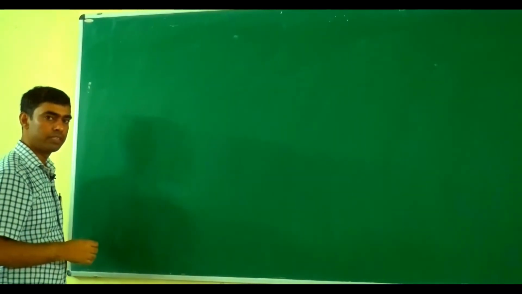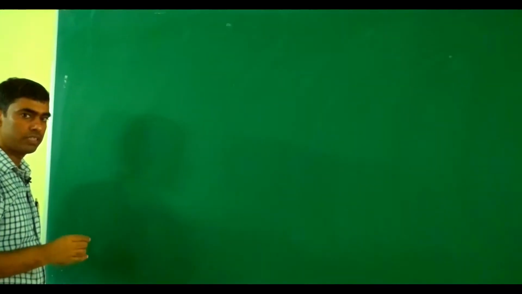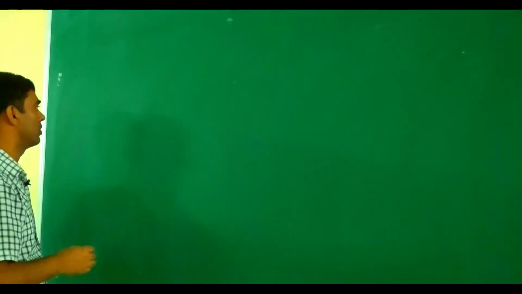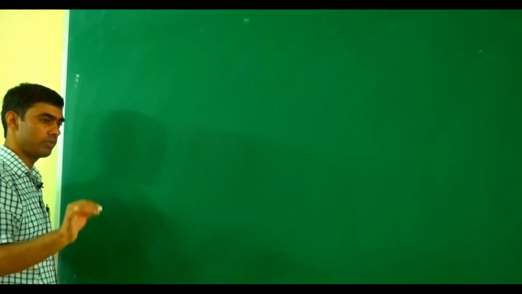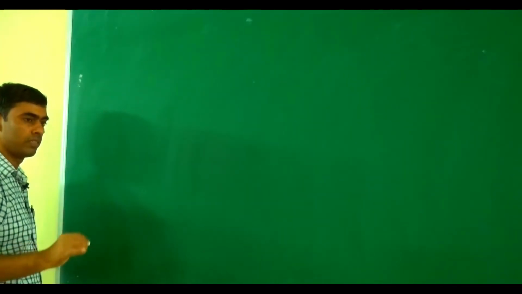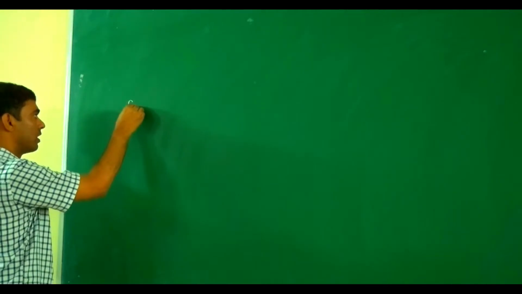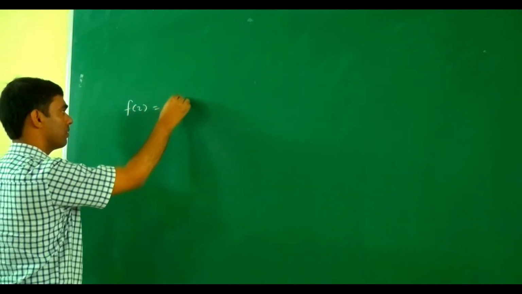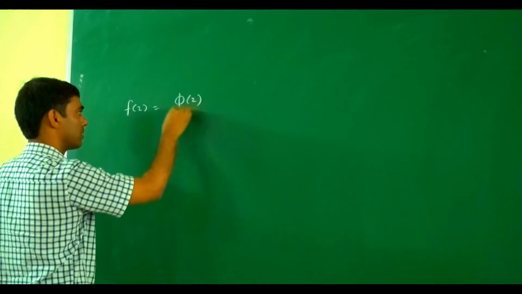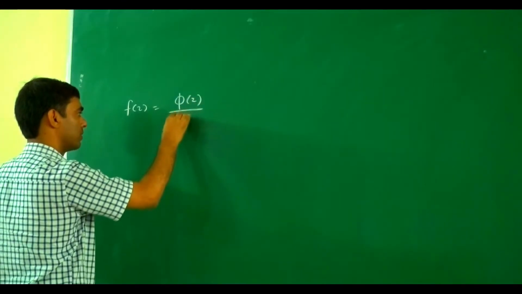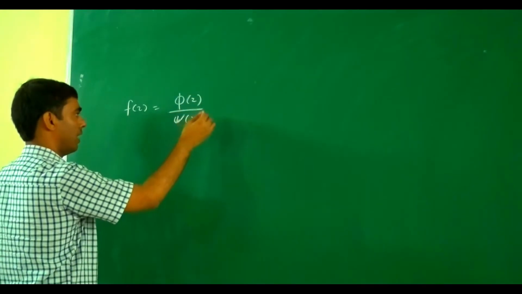If z equals z0 is an isolated singular point, then in the case of a pole, in the previous lecture we derived a formula for how we find the residue. Here, f(z) is given in the form phi(z) upon psi(z).